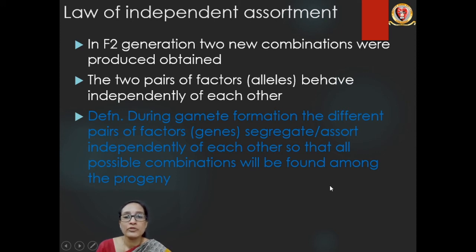So the two pairs of factors or alleles behave independently of each other. And during gamete formation, the different pairs of factors segregate or assort independently of each other, so that new possible combinations are found in the progeny.